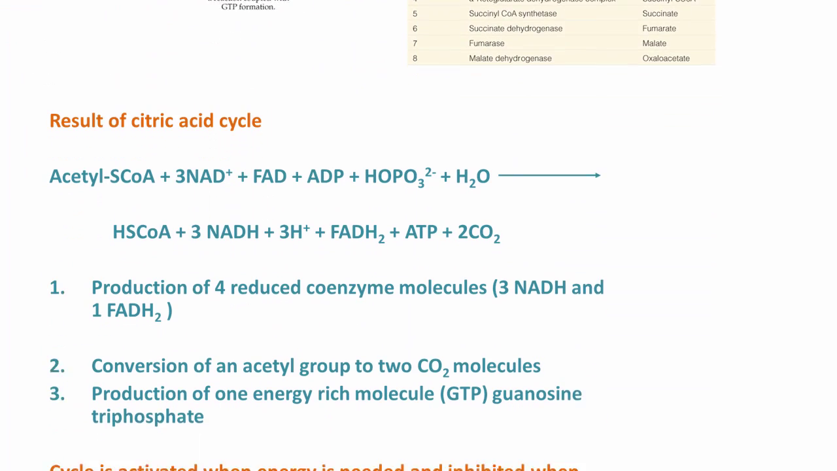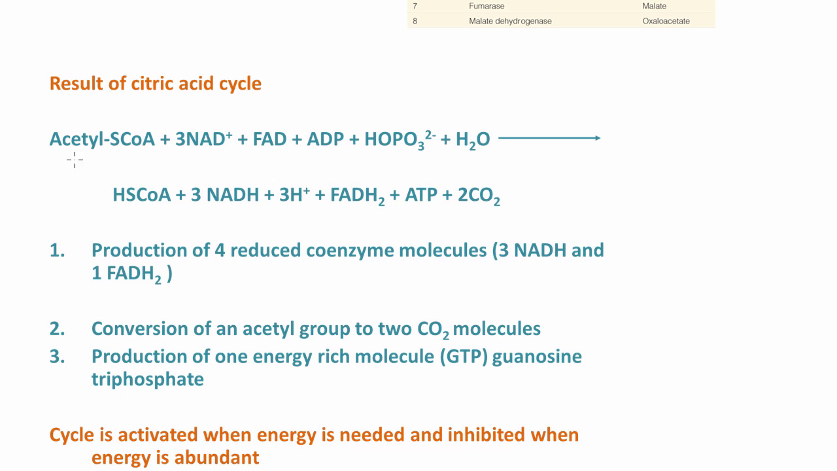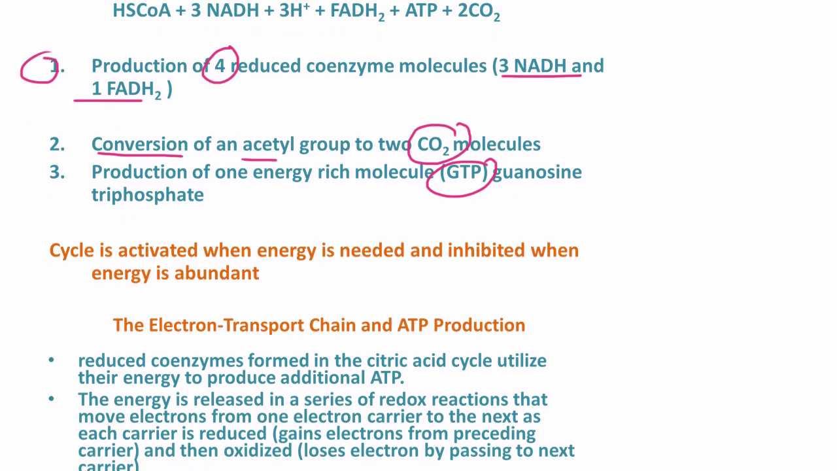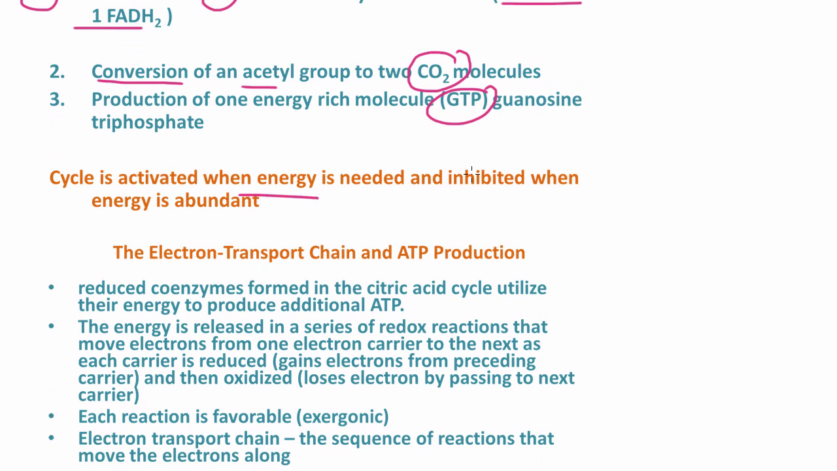So what is the result of the citric acid cycle? Well, number 1, production of 4 reduced coenzyme molecules, 3 NADH and 1 FADH2. So 4 molecules of reduced coenzymes. Conversion of an acetyl group to 2 carbon dioxide molecules, and production of 1 energy-rich molecule, the GTP, the guanosine triphosphate. The cycle is activated when energy is needed, and it is inhibited when the energy is abundant.